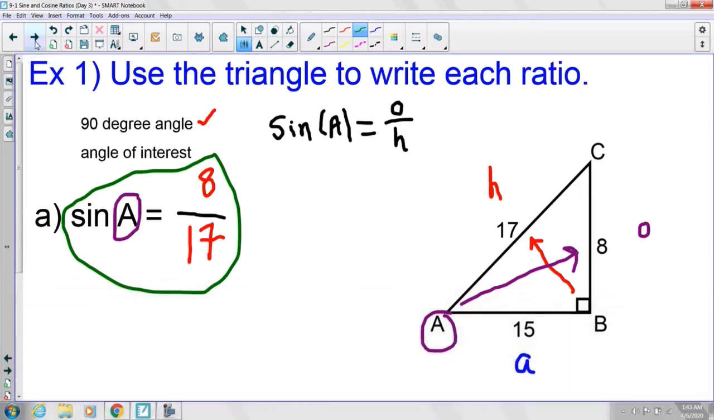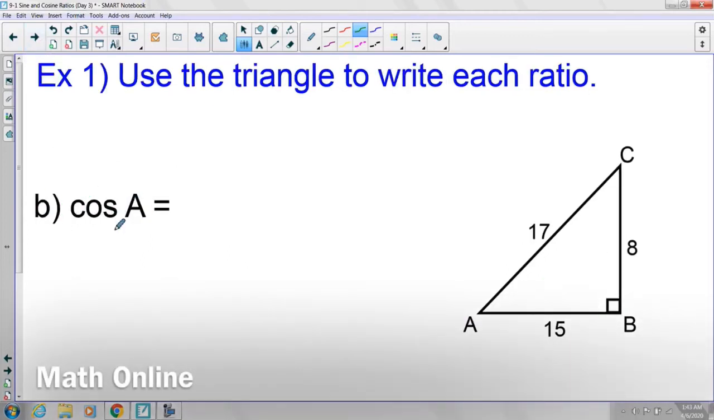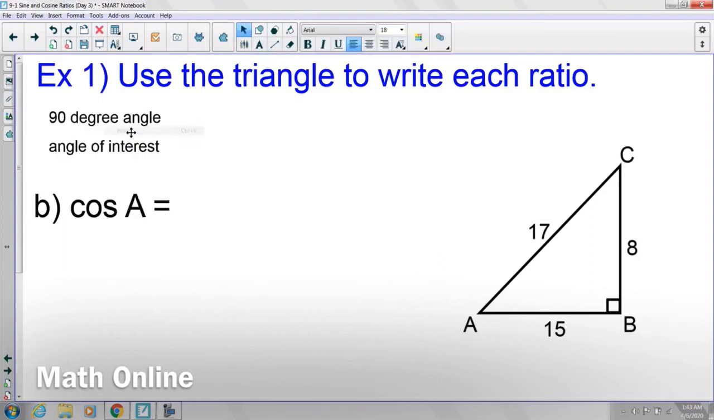Next scenario. In this case, we have example 1, part B, cosine of angle A. So once again, remember what I said? I was going to copy and paste. So paste. Those are the two things that we need: the 90-degree angle and the angle of interest. So here we go again.